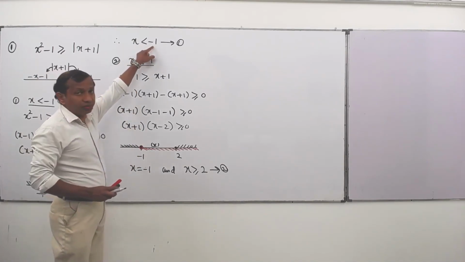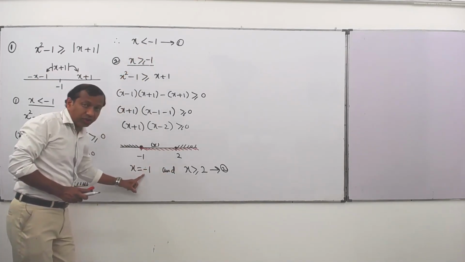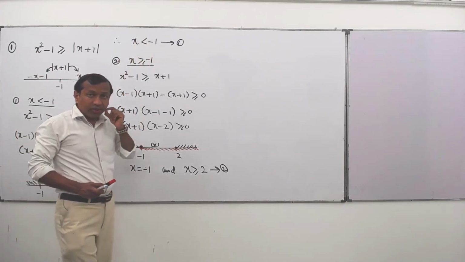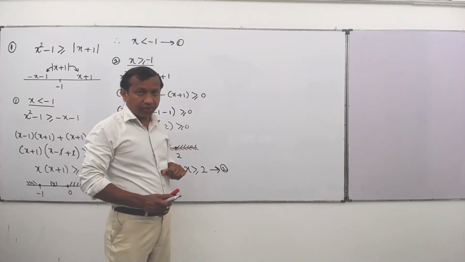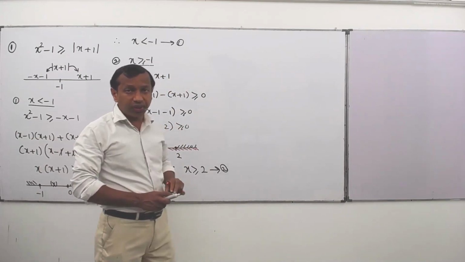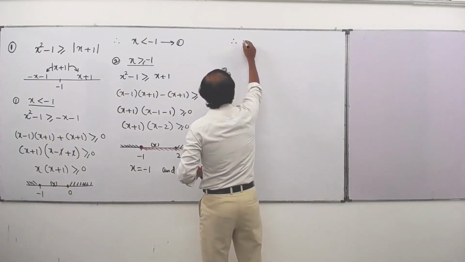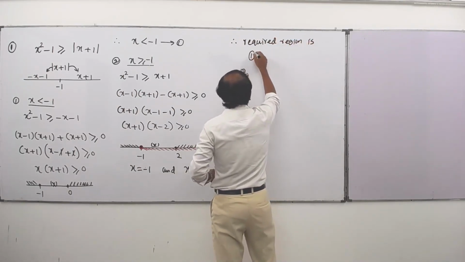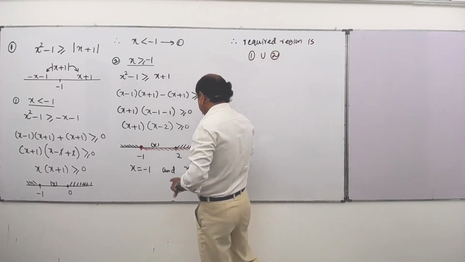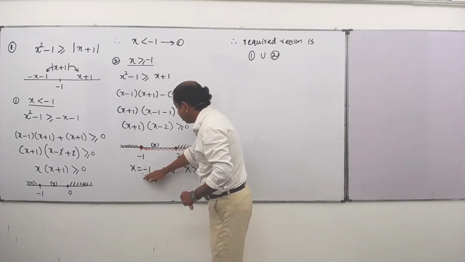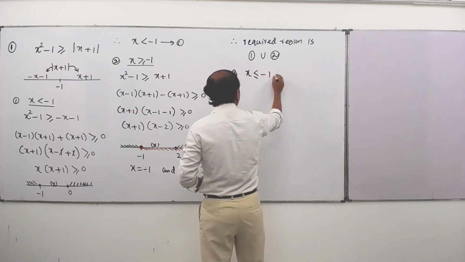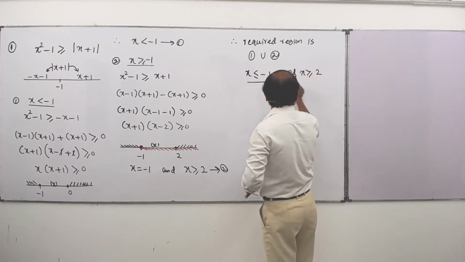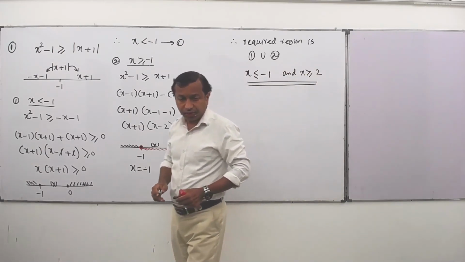Number 1 says x less than minus 1. Number 2 says that minus 1 we include. Then for number 1, x less than minus 1, when we put x equals minus 1, this will be x less than or equal to minus 1, and x greater than or equal to 2. That is how we take the final answer. So, therefore, the required region is 1 union 2, this union this. To this, we have to include this: x less than or equal to minus 1 and x greater than or equal to 2. This is the solution.